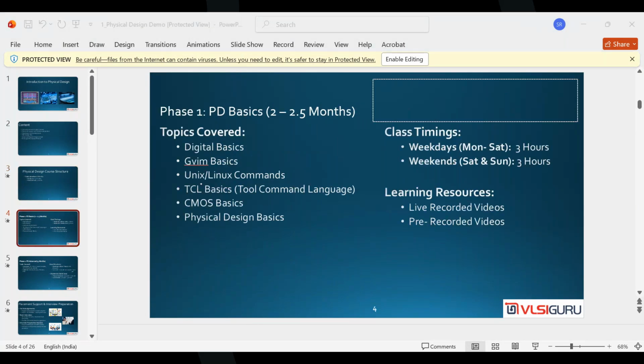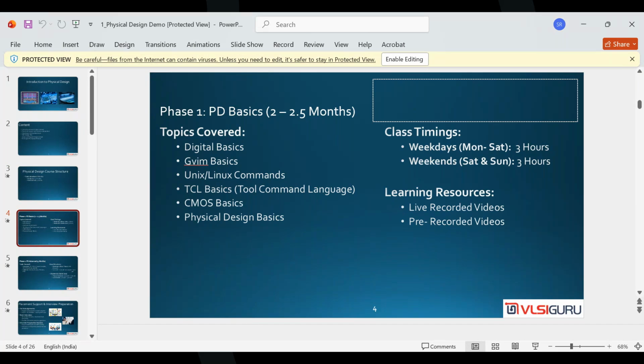So the first phase will be for PD basics, approximately 2 to 2.5 months. The topics we are going to cover here are, first, digital basics, GVIM basics, then Unix and Linux commands, because industry works on a Unix or Linux based platform, whatever design we are doing. You go to any company, that is why you should know those commands.